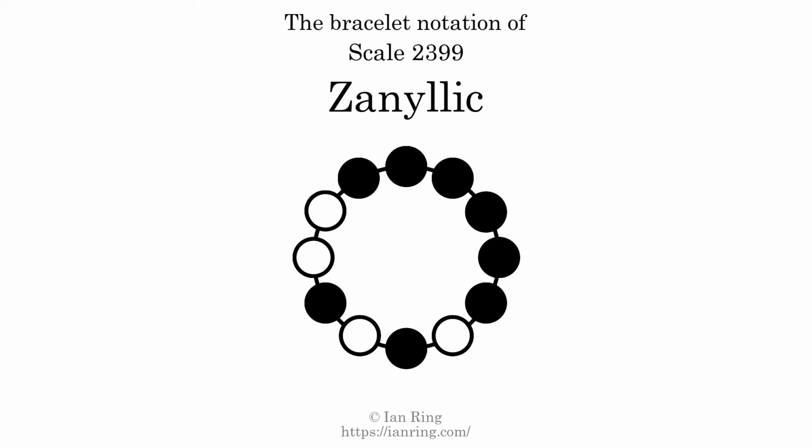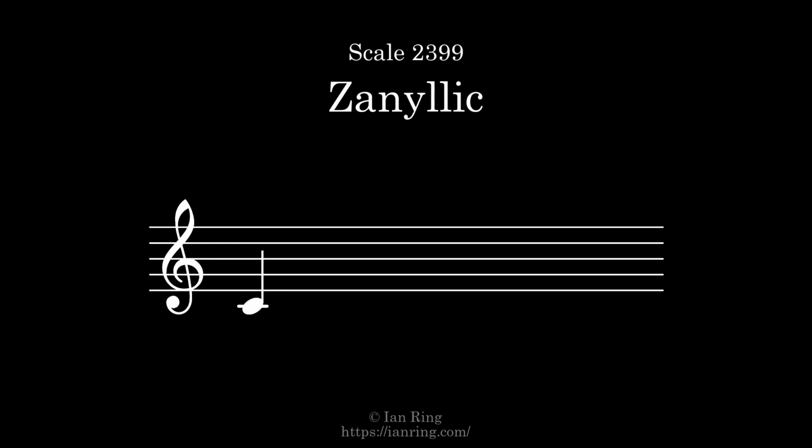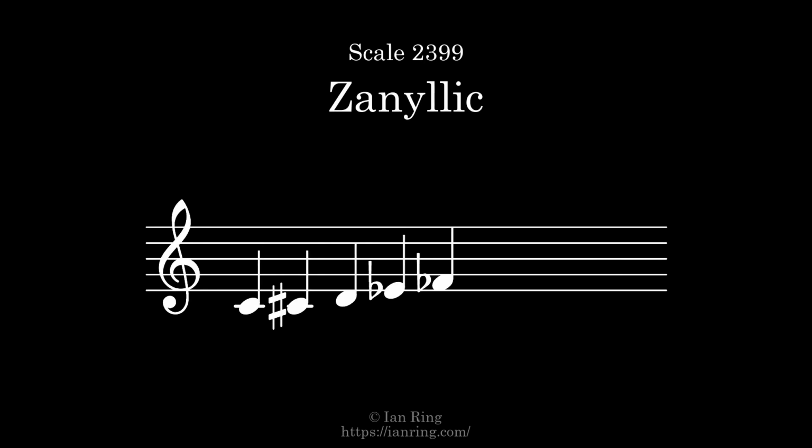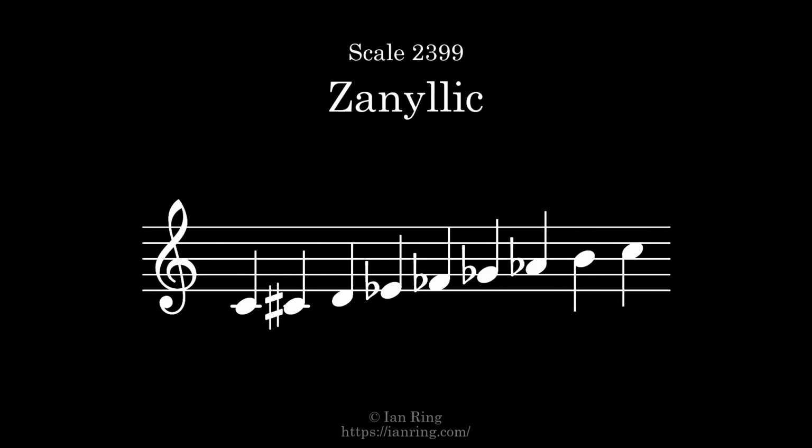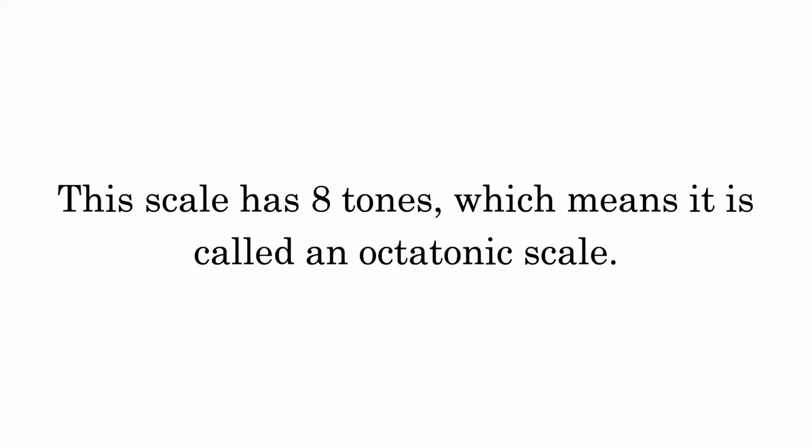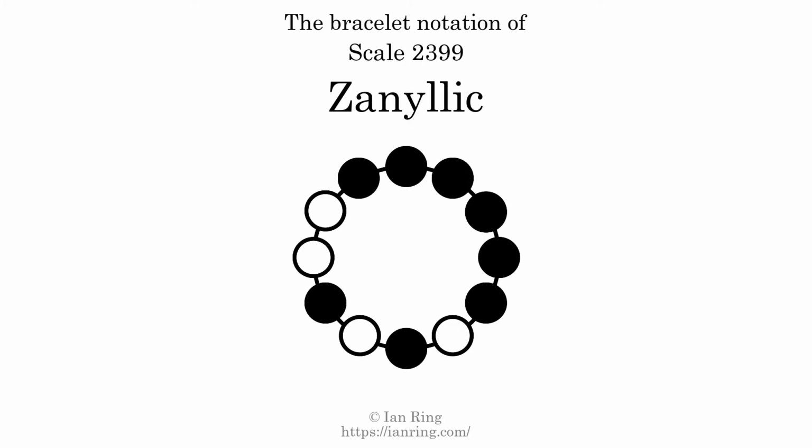2399, Zanyllic, which sounds like this. This scale has 8 tones, which means it is called an octatonic scale. This is a bracelet notation diagram of scale 2399. The shaded circles represent tones that appear in the scale, and they are read clockwise, starting at the top.